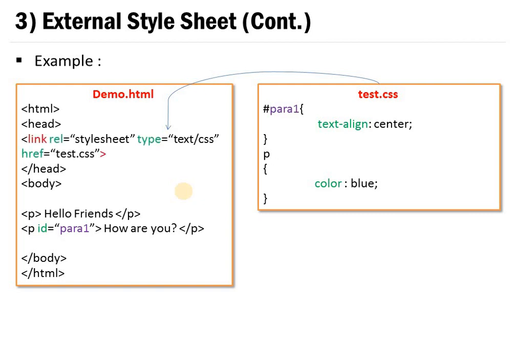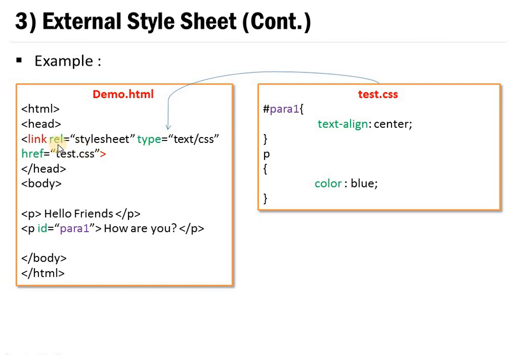Inside the head section, you have to include one link tag. Inside the link tag, you have to set 3 attributes. What are they? First is rel, for relevant. The second one is type, and the third is href. That means this will tell where your CSS file is.